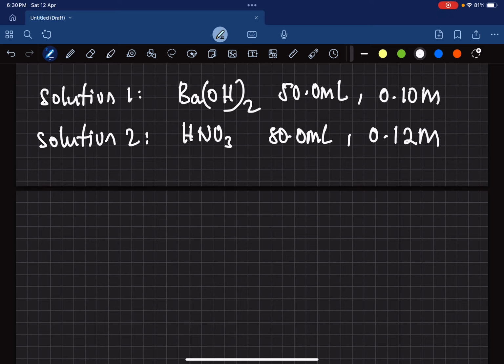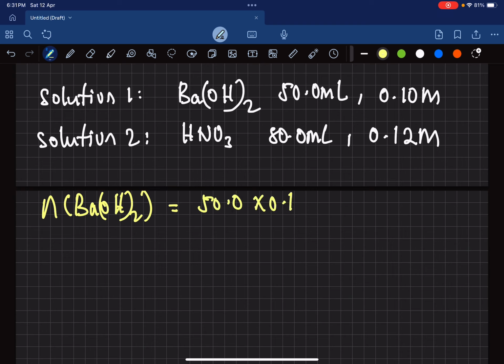So the question now is, if I mix solution one and solution two, what would be the pH of the resulting solution? What is the pH of the resulting solution when I mix them together? Okay, so just like just now, let's work out first things first. Number of moles of barium hydroxide will be 50 times 0.10 divided by 1000. So I get 5.0 times 10 to the power of negative 3 moles.